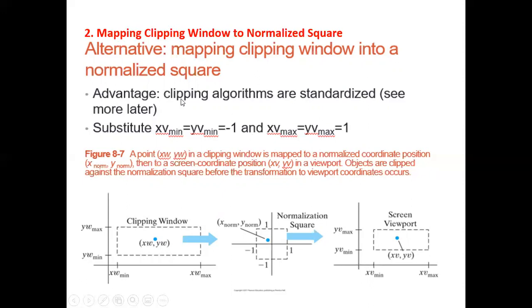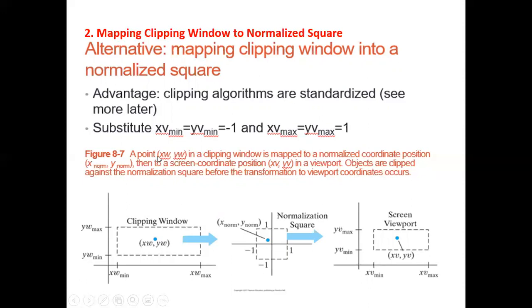So what is the advantage of going for normalization? The clipping algorithms will be standardized, right? In the next session, we'll be discussing different types of clippings and the different types of clipping algorithms we have in computer graphics, right? So in order to standardize those clipping algorithms, we go for mapping from window to normalized square, right? And from there we go for viewport coordinates, right?